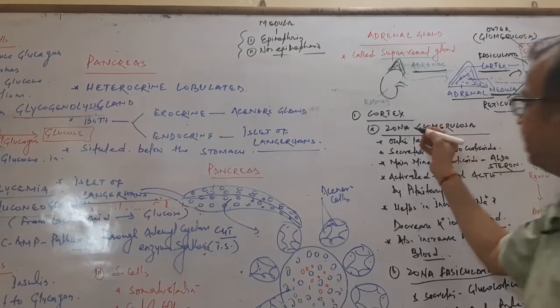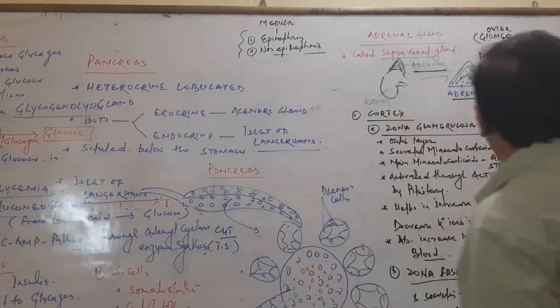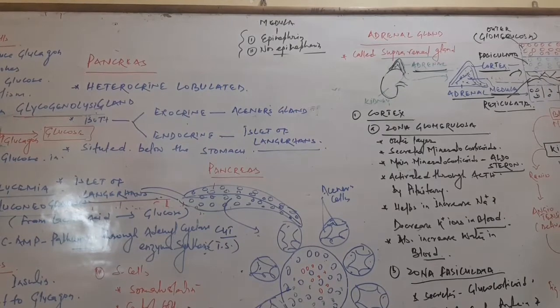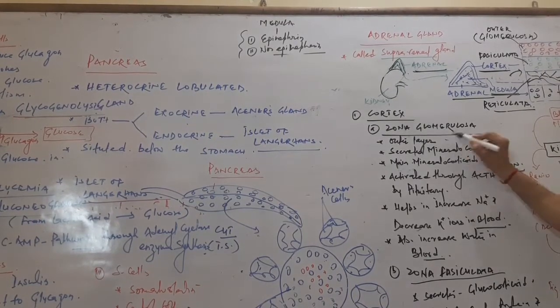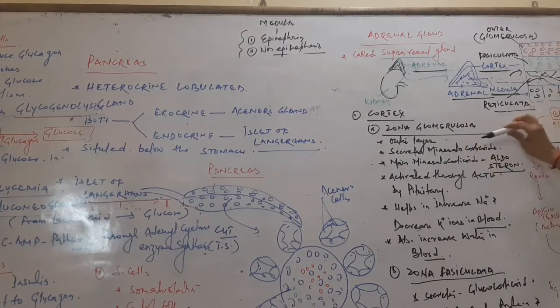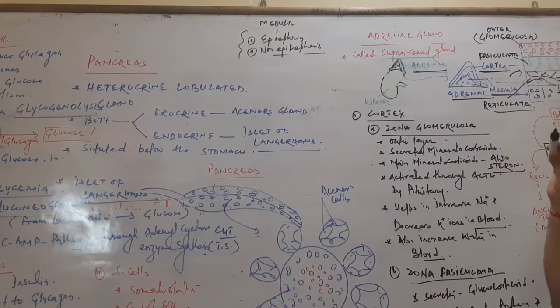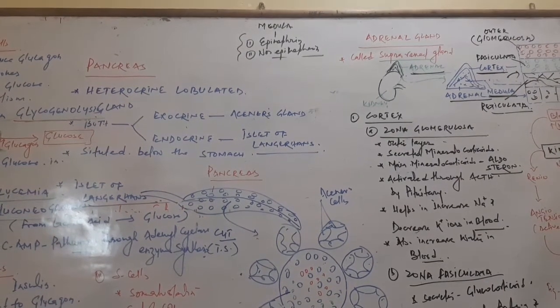Here are the zona glomerulata cells, and it is the outer layer of the cortex. It secretes mineralocorticoids. The main mineralocorticoid is aldosterone. So how does aldosterone work?